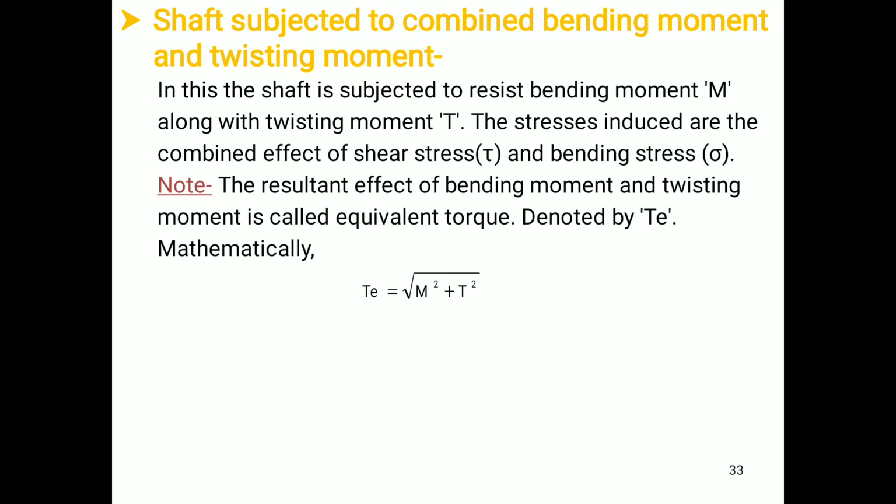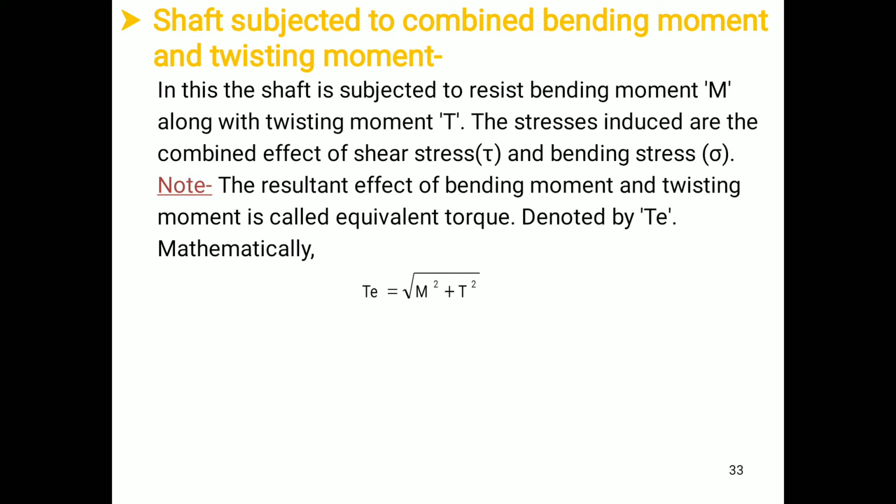Remember that a shaft in practice is not in pure torsion, but it is also subjected to a bending moment. So when the shaft is subjected to a resisting bending moment M along with the twisting moment T, the stresses induced in the shaft are the combined effect of shear stress tau and the bending stress sigma. The torque which is applied onto the shaft from the resultant effect of the bending moment and the twisting moment is called the equivalent torque.